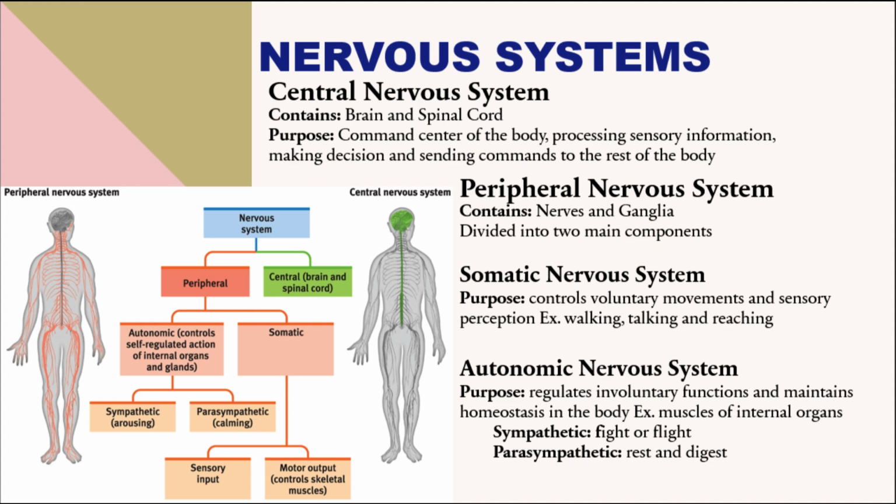The nervous system is a complex network of specialized cells and structures that work together to transmit and process information in the body. It can be divided into several different systems, each with its own functions and components.